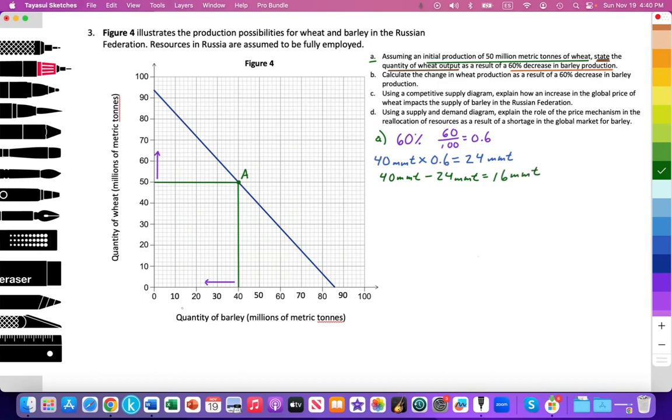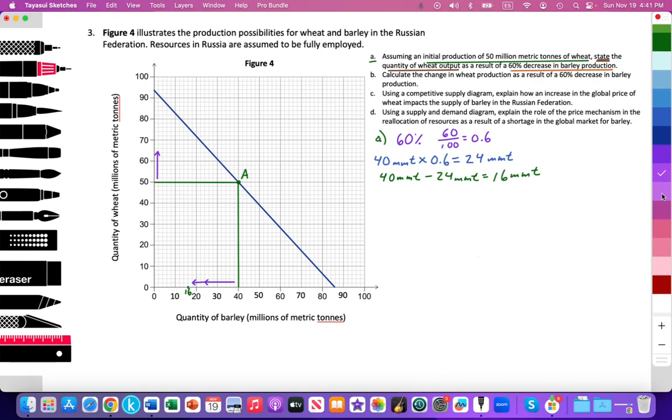Let me find that point. From 10 to 20, I have 1, 2, 3, 4, 5. 10 divided by 5, we're going up by units of 2: 10, 12, 14, 16. So 16 is right here. I'm going to make a note: there's 16 million metric tons. And I can see that the barley production is going to be reduced to that point.